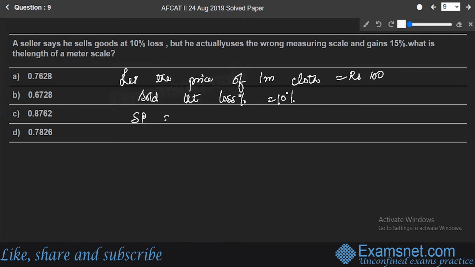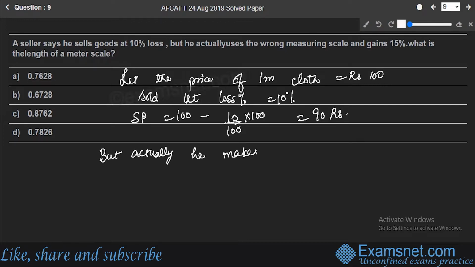So the selling price was cost price minus loss. The loss was 10% of the original 100, which will be 90 rupees. So this 90 rupees is the loss according to that person. This was actually a mistake, but actually, he makes a profit.